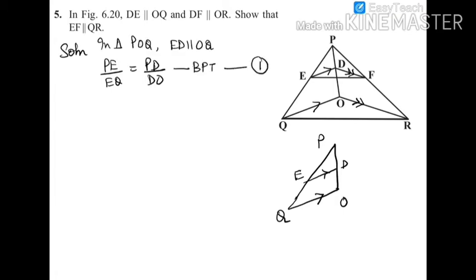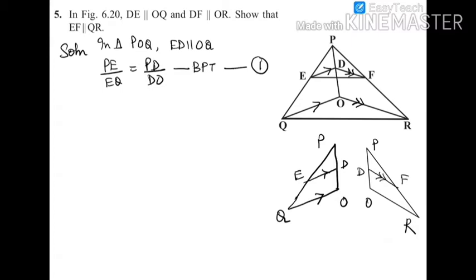So we are given in a triangle a line parallel to one side of a triangle, so it will divide the other two sides in equal ratio. So we can write PE upon EQ is equal to PD upon DO. Mark this result as 1. Now look at the other triangle, triangle POR that has DF parallel to OR.